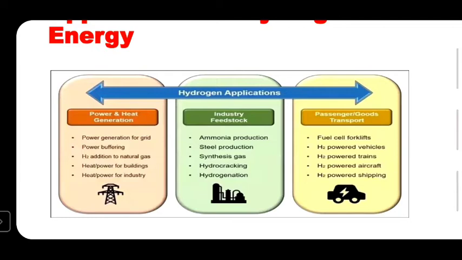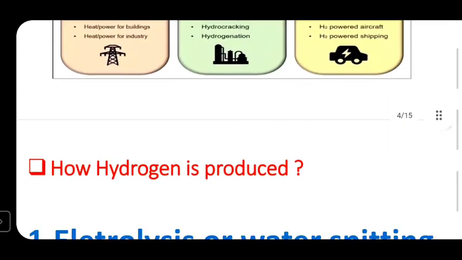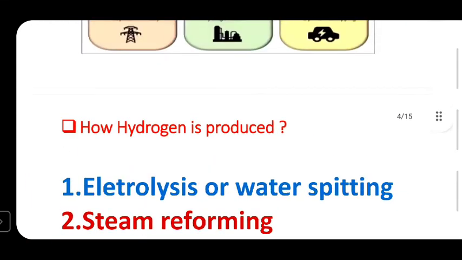Now we have to discuss what are the methods of producing hydrogen, because this is very important. Actually, hydrogen content in the earth's crust is already available, tremendously available. But how to produce this hydrogen energy or hydrogen? There are two general methods of producing hydrogen.